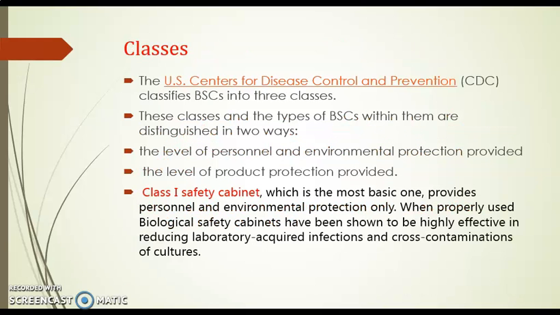Next is the classes. The US Centers for Disease Control and Prevention classifies the BSCs into 3 classes, and the types of BSCs within them are distinguished in 2 ways: the level of personal and environmental protection provided, and the level of product protection provided. Actually, this Class 1 safety cabinet is the most basic one, which provides personal and environmental protection only.